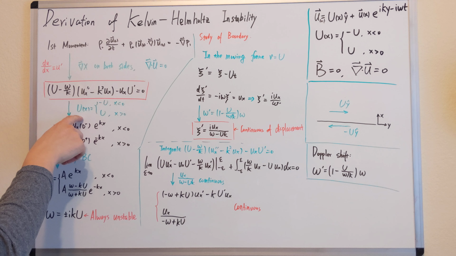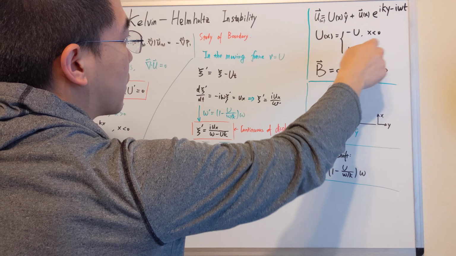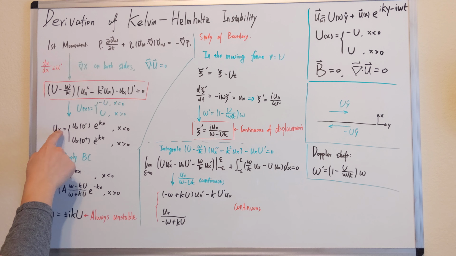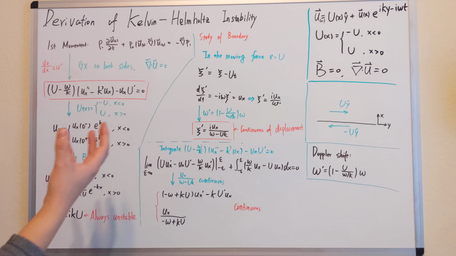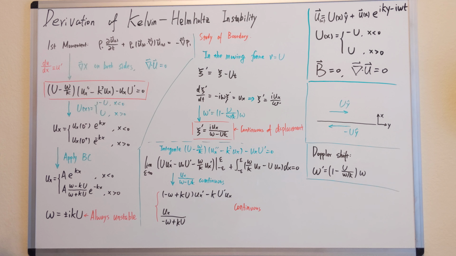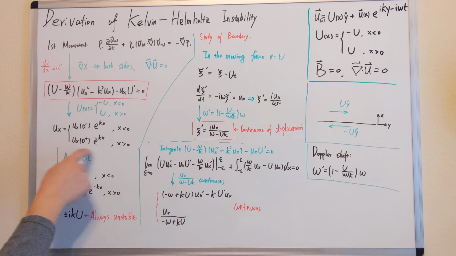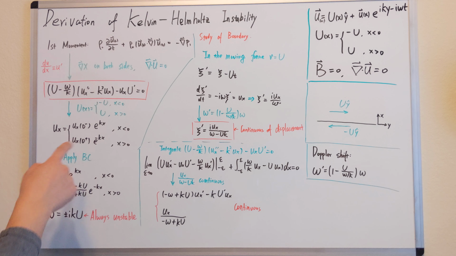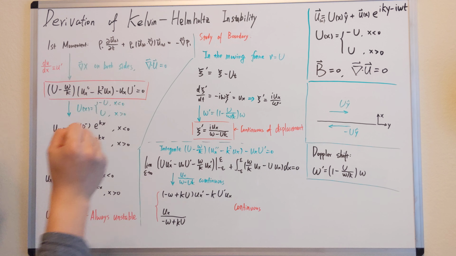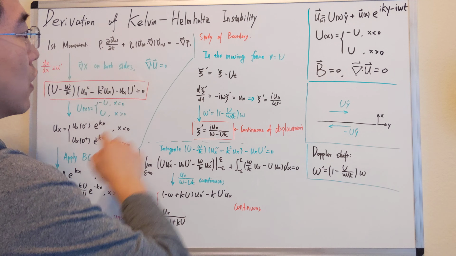and we use the condition of big U as a function of x, and of course we assume that the perturbed velocity is converging at infinity. Then we have this expression. Then we'll apply a boundary condition. We need to study the boundary condition on this.